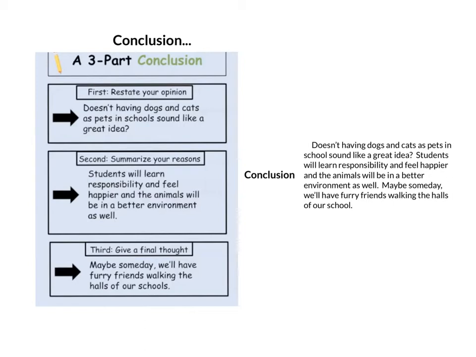The next one that I did was I took our conclusion graphic organizer that we filled out, and I put that into an actual paragraph for my conclusion. So I took my restate my opinion, my summarizing, and my final thought, and I added that into a paragraph. I indented as well, and I included my first sentence, which I turned into a question mark. Doesn't having dogs and cats as pets in school sound like a great idea? Students will learn responsibility and feel happier, and the animals will be in a better environment as well. Maybe someday we'll have furry friends walking the halls of our school.